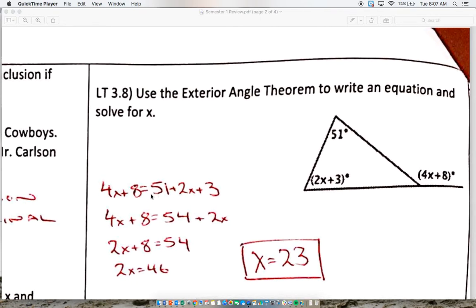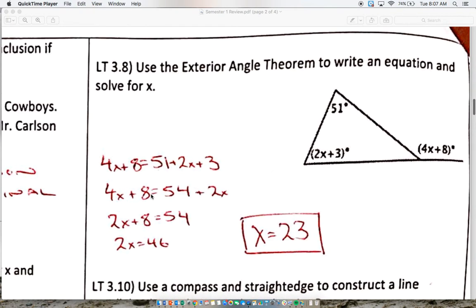The exterior angle theorem, the EAT. This was another one where it was a little bit different. The exterior angle theorem says that the exterior angle is equal to the sum of the two remote interiors, so the two farthest away from this angle. And so that's where you see this formula. The exterior angle, 4x plus 8, is equal to the sum, 51 plus 2x plus 3, the two remote interior angles. I combine my like terms.